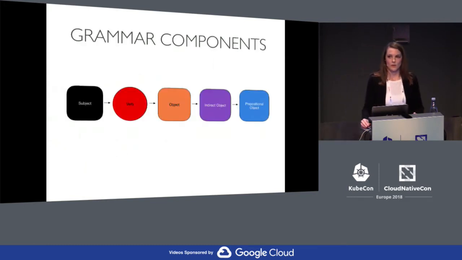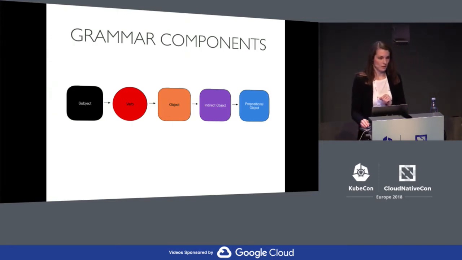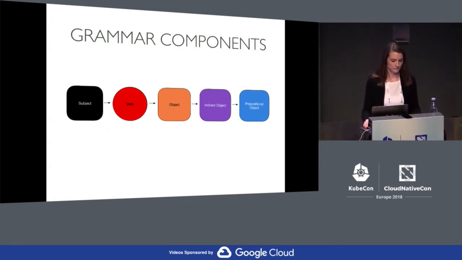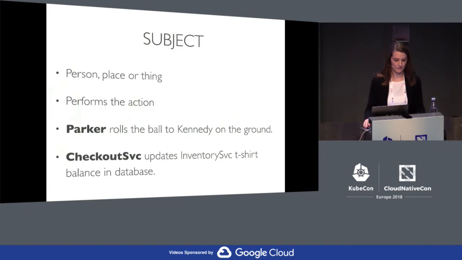So these are the grammar components. Subject and verb are required, and then the different objects, direct object, indirect object, and prepositional object, are optional, but they do give flexibility based on your needs. A subject is a noun. It's a person, place, or thing, and it performs the action.